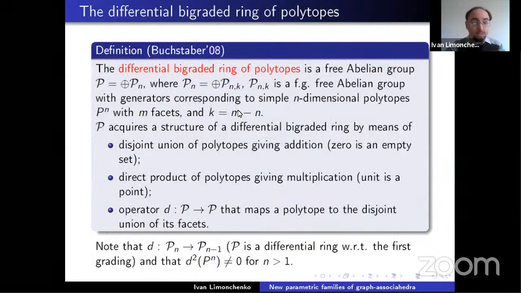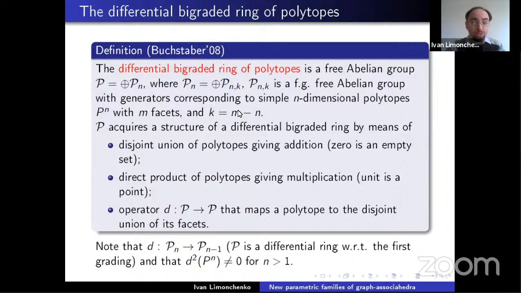Let me proceed with another definition from Buchstaber's original paper: the differential bigraded ring of polytopes. This means that you take n-dimensional polytopes with m faces of codimension 1, and generate a free abelian group, one generator for each simple n-dimensional polytope P^n with m facets, and the second grading is m minus n. Then P acquires a structure of a differential bigraded ring by means of the following operations on polytopes.